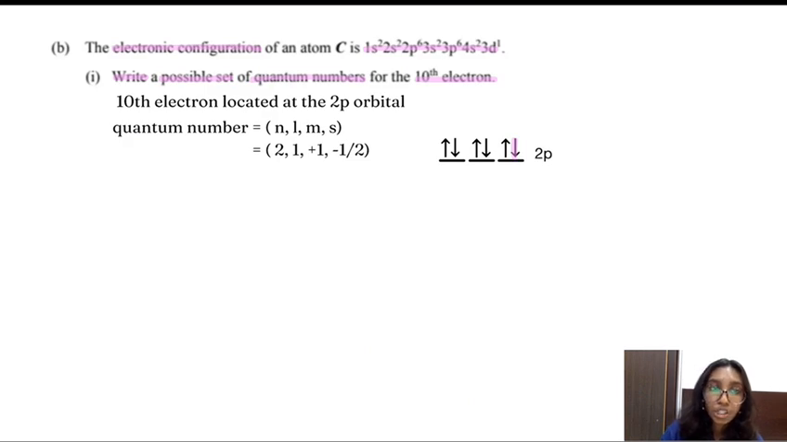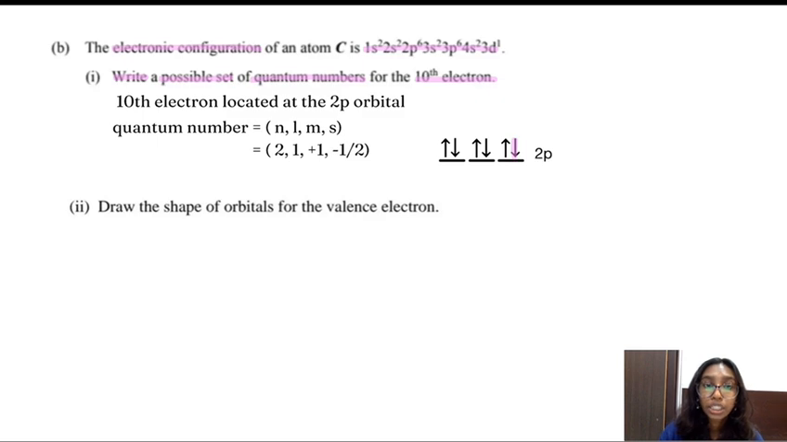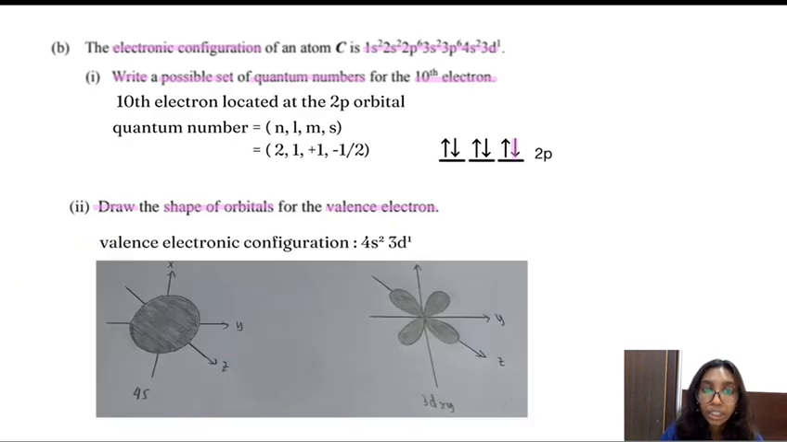Now the second question is, draw the shape of orbitals for the valence electron. So the key words here are draw, shape of orbital, valence electron. So this is the shape for the valence electron. This is the 4s shape, and that is the 3d shape. So for 4s, it is better for us to draw a bigger circle because it is in the 4s orbital, whereas for 3d you have 5 options.